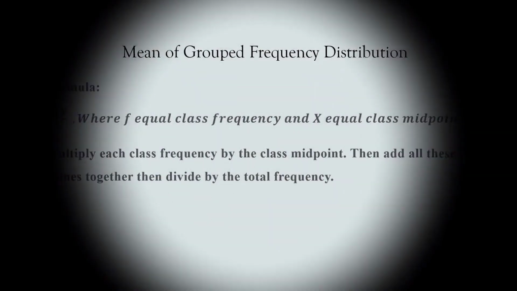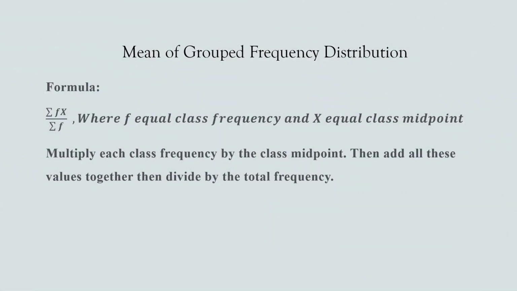Let's examine the calculation of the mean for grouped frequency distribution. To calculate the mean of a grouped frequency distribution, first multiply each class frequency by the class midpoint. Then add all these values together, then divide by the total frequency.